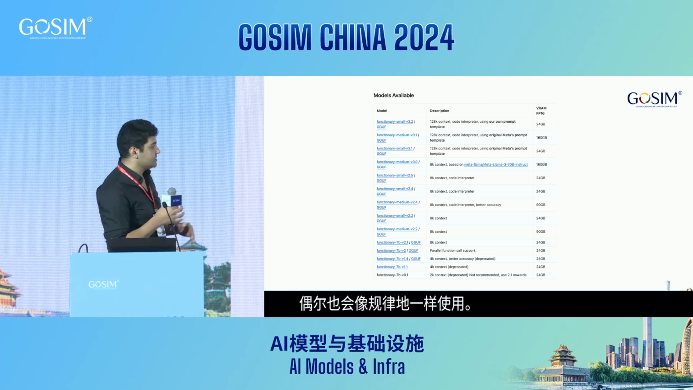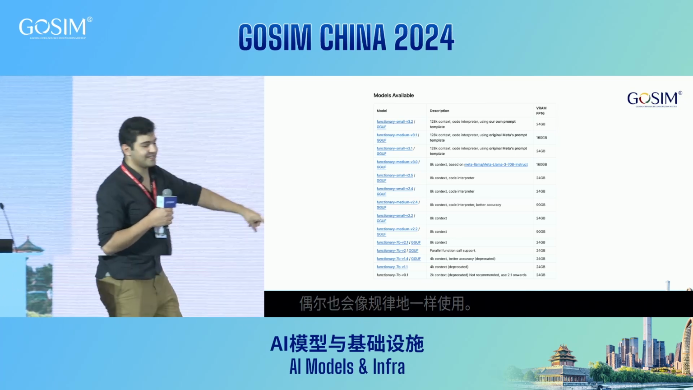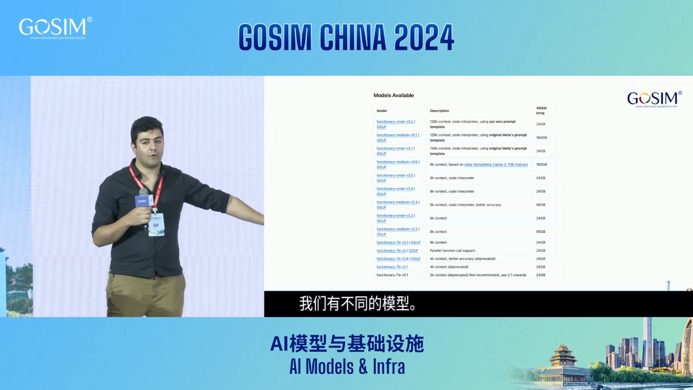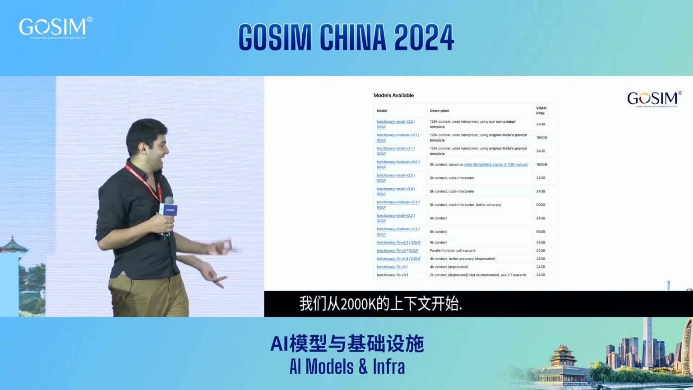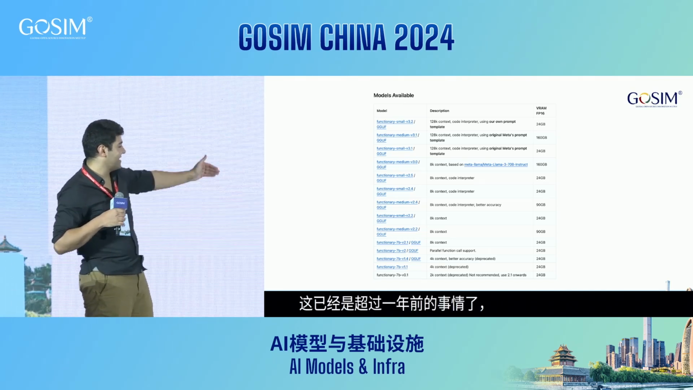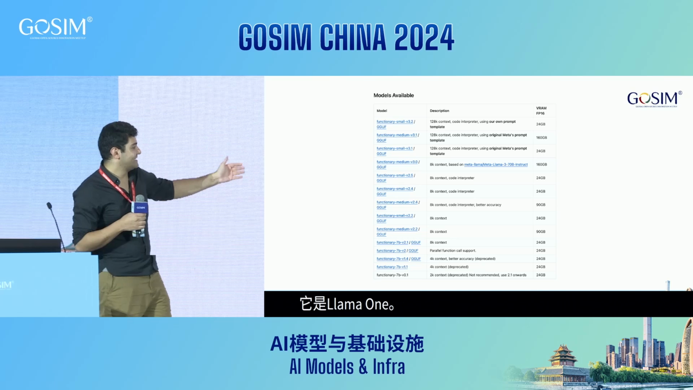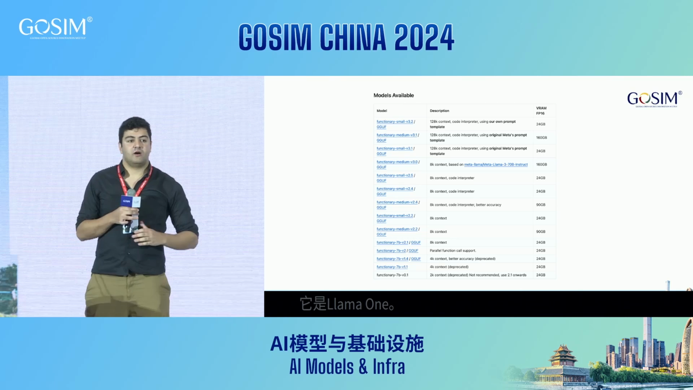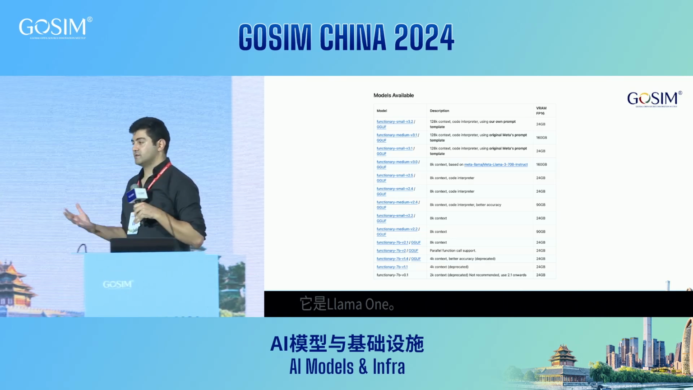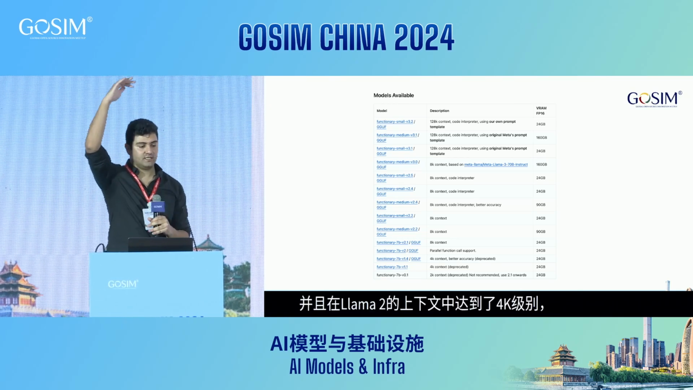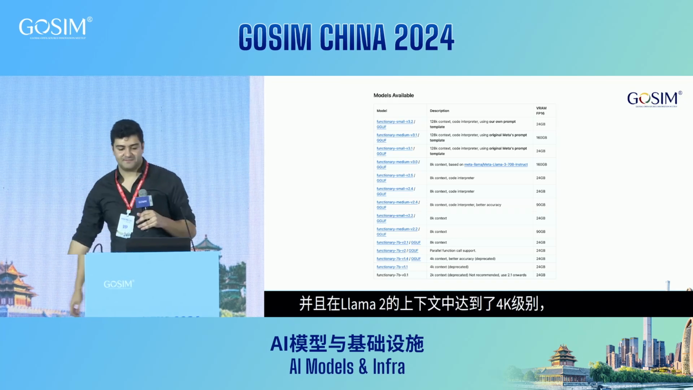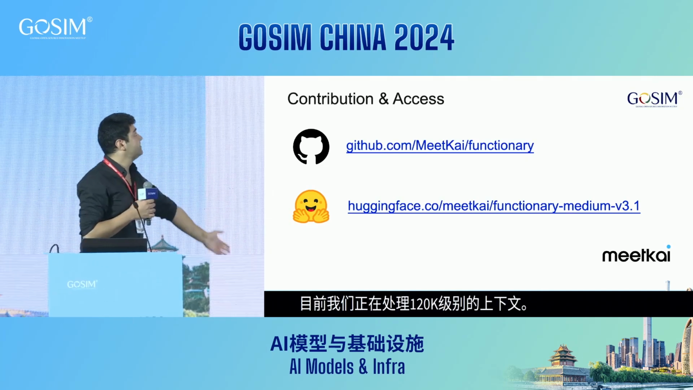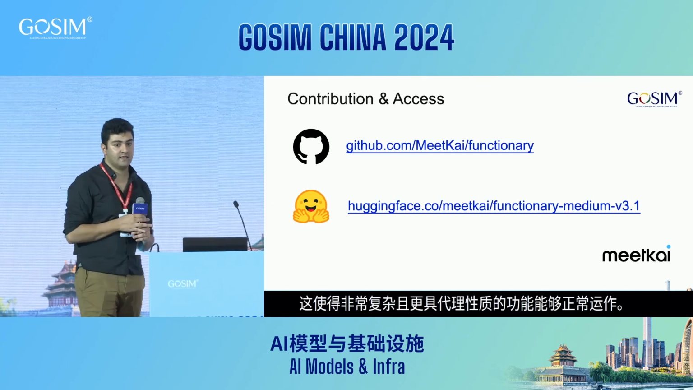We had different models. We started with 2K context, more than a year ago, with Llama 1, and it went up to 4K context with Llama 2, and then we went up to 8K with Mistral. We went up to 120K context currently, which allows very, very complex and long agentic functions to work properly. These are the GitHub and Hugging Face addresses.